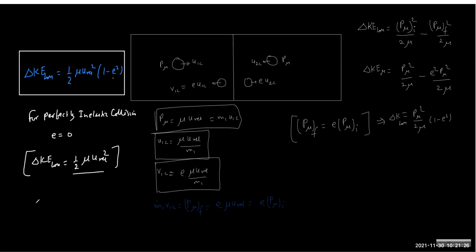And similarly for a perfectly elastic collision, E is 1 and so delta K loss is 0, because we know that in a perfectly elastic collision there is no loss at all. So the kinetic energy before and after, if you calculate, you will get the same answer. So this culminates one discussion of the collision. So we are done with the collision.